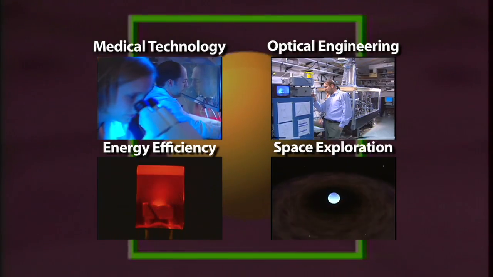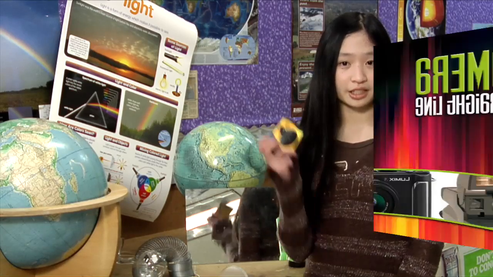To help us, we know that light follows some basic rules. One of the most important things to know is that light travels in a straight line, and one of the best examples of this is the camera.